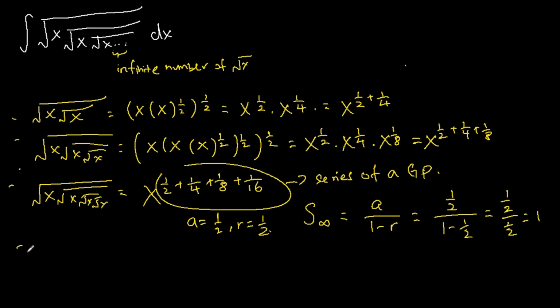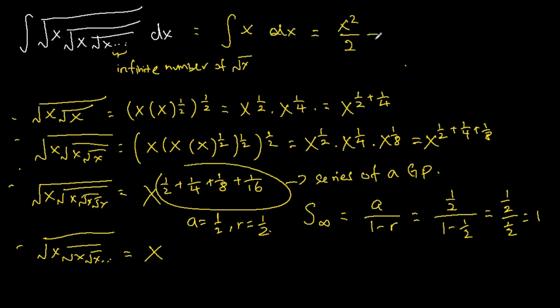So what does this mean? It means that if I have an infinite number of square roots of x, this will be equivalent to, or approaches, x itself. So when you take the integral of an infinite number of square roots of x, this is very close to taking the integral of x, which is just equivalent to x squared over 2 plus c.